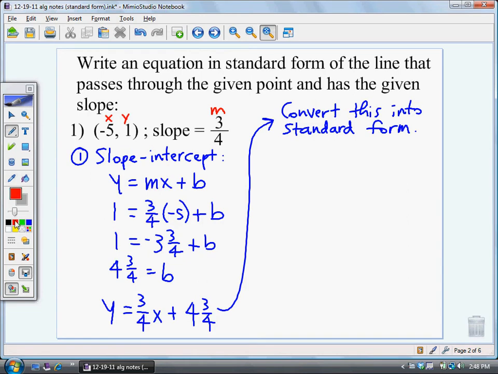So the first thing that I'm going to do is take my equation, let's just write that down. Y equals 3/4 x plus 4 and 3/4. The first thing that I'm going to do is multiply everything by 4. Multiplying by 4 is going to allow me to get rid of the fractions on the right side.